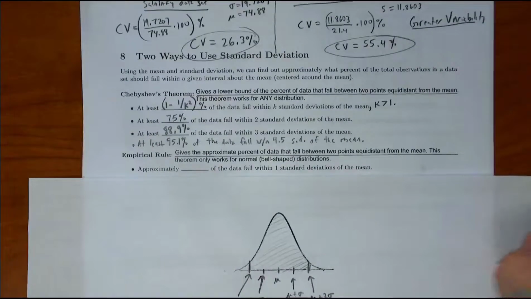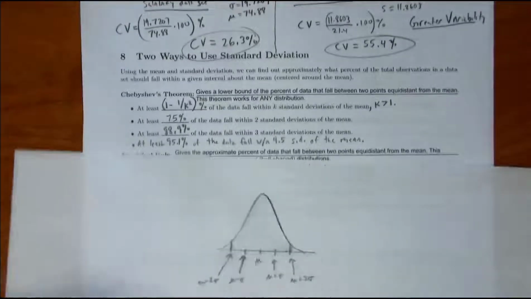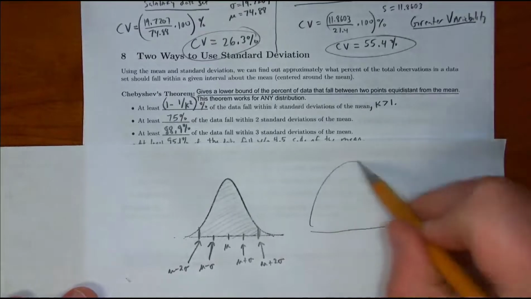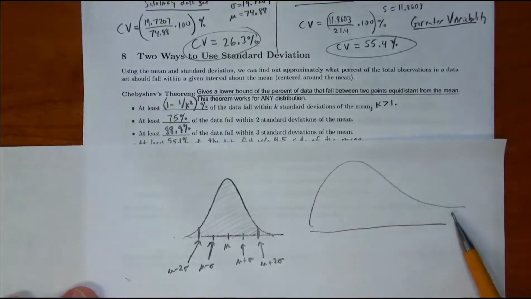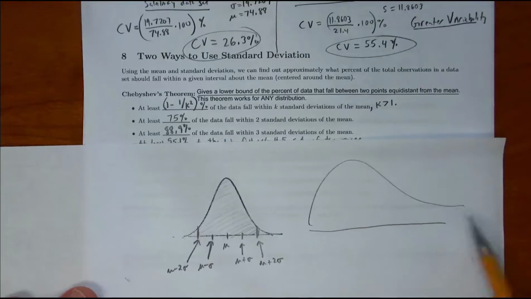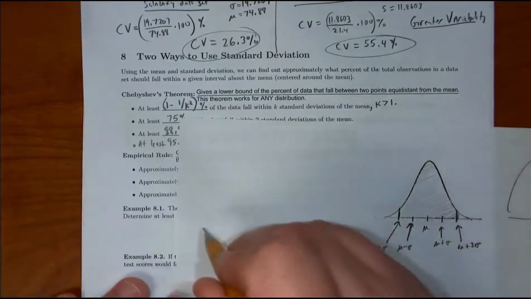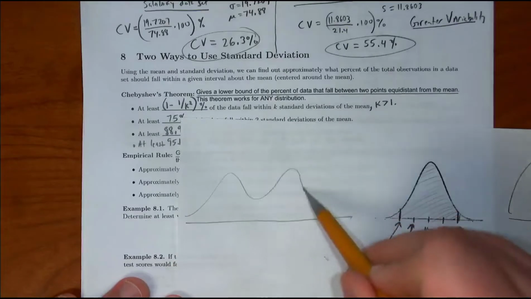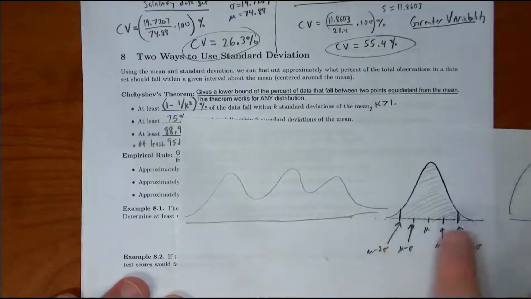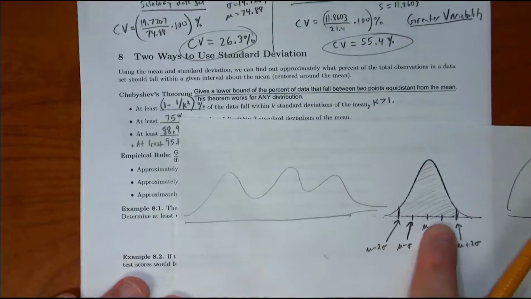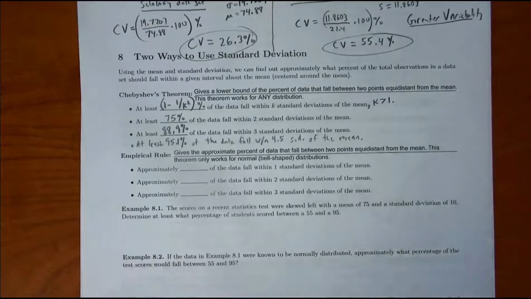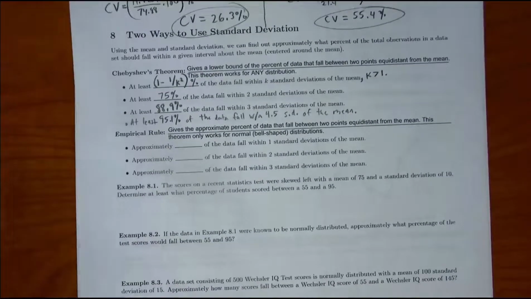That's Chebychev's theorem. But remember, Chebychev's theorem works for any distribution. Your distribution might be skewed to the right, or it might be all kind of crazy, like something like this. It doesn't matter. Your distribution could be nice and bell-shaped, but it doesn't have to be. That's the beauty of Chebychev's theorem. Now, the empirical rule is the last thing, and then we'll do some examples of these.